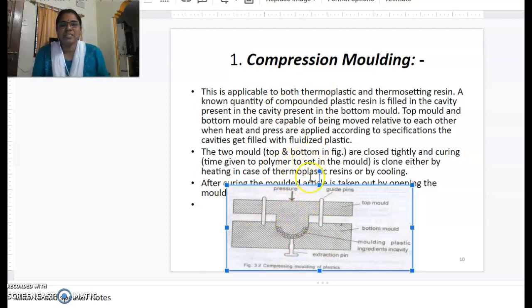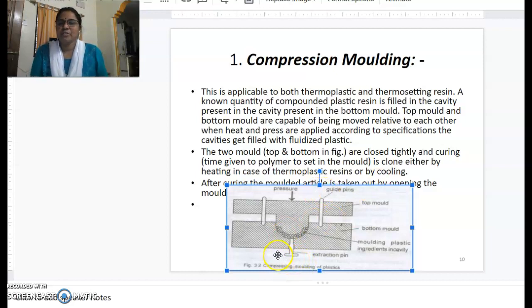Coming to the procedure, the top mold and bottom mold are tightly closed together. If you want to prepare a thermoplastic resin, you have to heat, and if you want to prepare a thermoset plastic, you have to cool. So heating and cooling are subjected by applying some temperature and pressure conditions. Finally, we get the curing. Curing is nothing but the final molded article being taken out by opening.